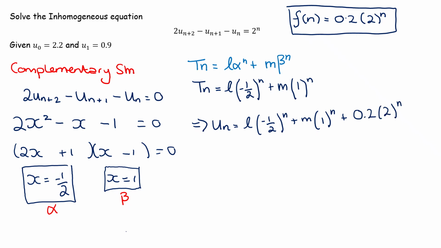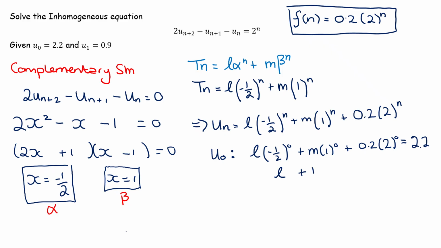Now we have two things we want to test and to work with. So that's u0, so that's L times minus a half to the power of 0 plus M times 1 to the power of 0 plus 0.2 times 2 to the power of 0, and that will give us 2.2. So remember, anything to the power of 0 is 1, so that's giving me L plus M plus 0.2 equals 2.2, so that gives me L plus M equals 2, and that becomes equation 1.